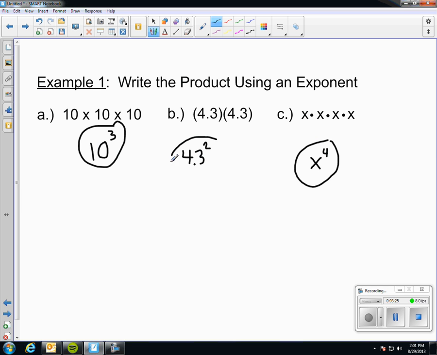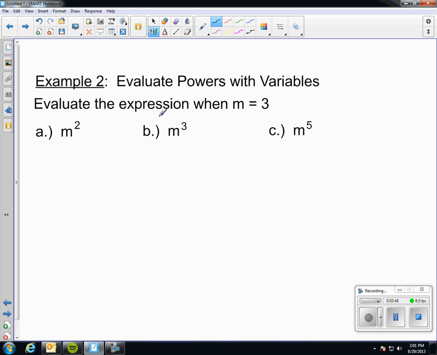So these are just simply learning how to write between products and exponents, and we're going to go back and forth on those. So a lot of today is just learning how to write them and understanding and writing them in different forms. Okay, if you're not done with this, you can pause it to jot down these 3 examples. Okay, I'm going to move on to our second example. Our second example is evaluating powers of variables.